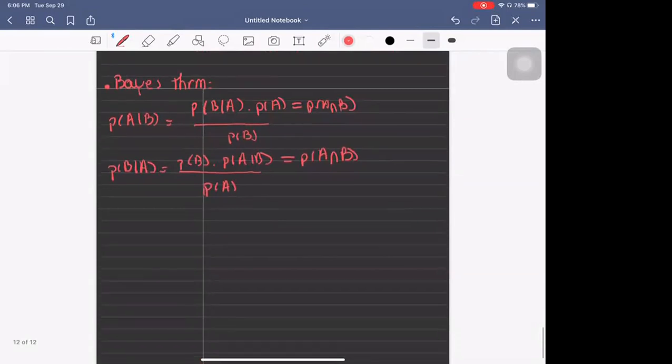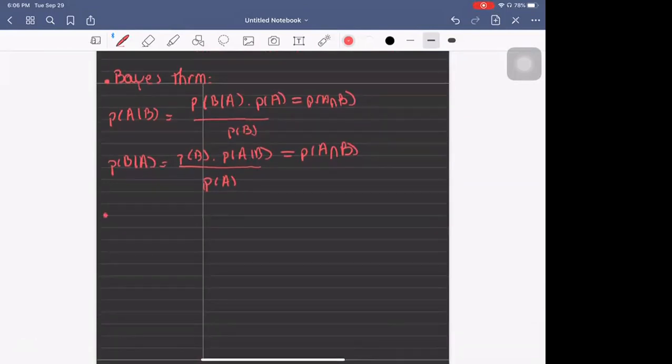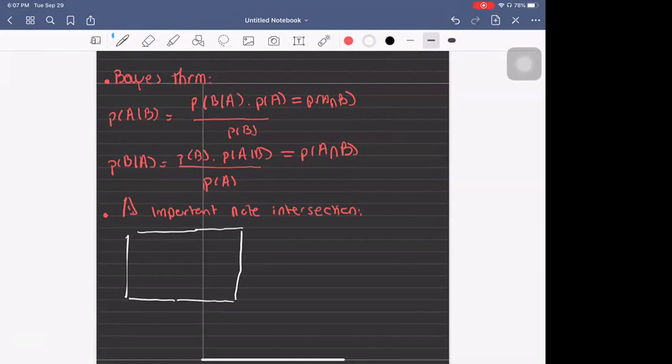An important note on intersections. I didn't make this clear last workshop, but it's actually a very important concept. Remember that we can represent events in a sample space using a Venn diagram. All these little shapes, let's say they all represent events.